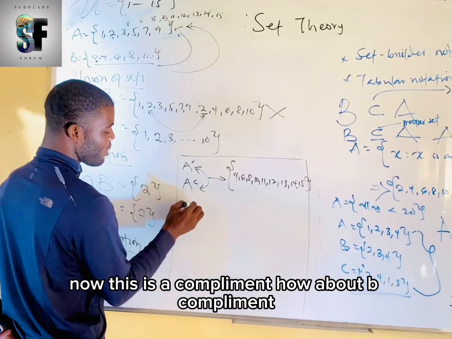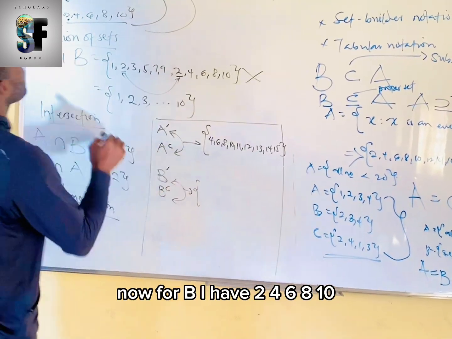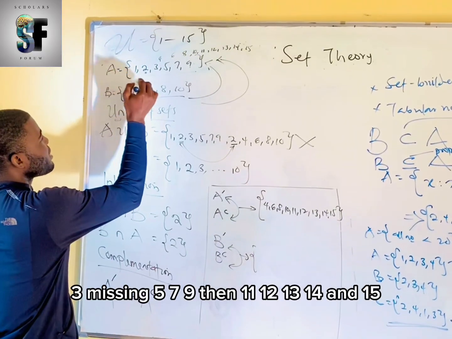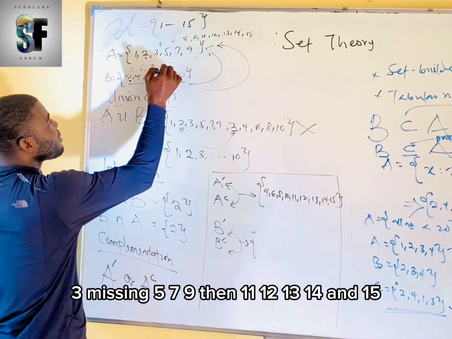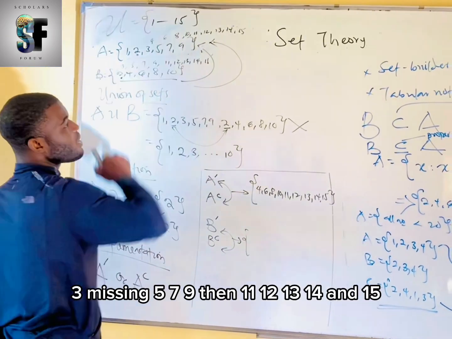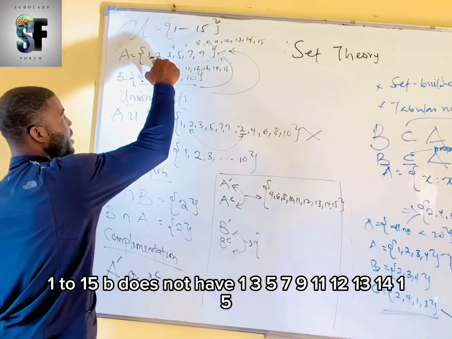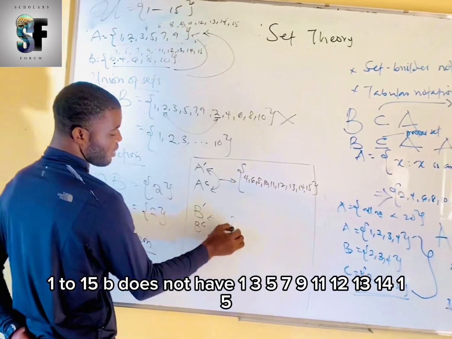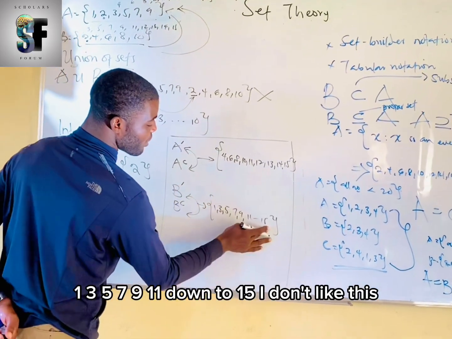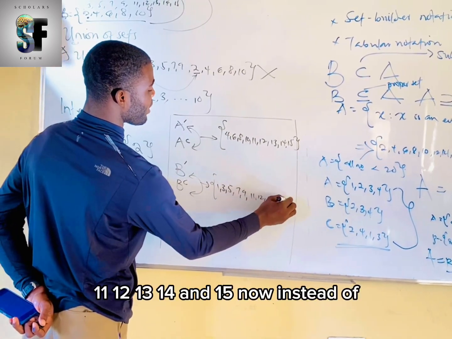How about B complement? B complement or BC, whichever one you want to call it. Now for B, I have 2, 4, 6, 8, 10. So that means I still have the numbers 1 missing, 3 missing, 5, 7, 9, then 11, 12, 13, 14, and 15. So looking at the universal set 1 to 15, B does not have 1, 3, 5, 7, 9, 11, 12, 13, 14, 15. But don't write this as 1, 3, 5, 7, 9, 11 down to 15. Let's write it in full: 11, 12, 13, 14, and 15.